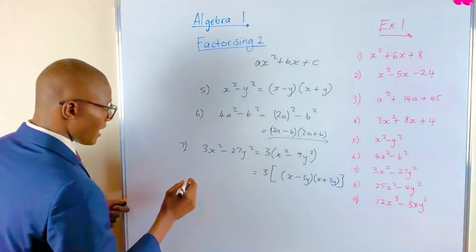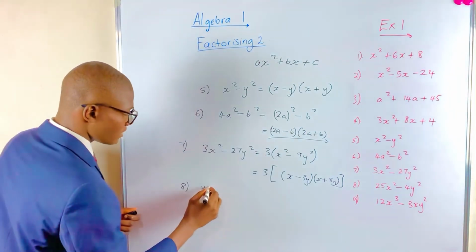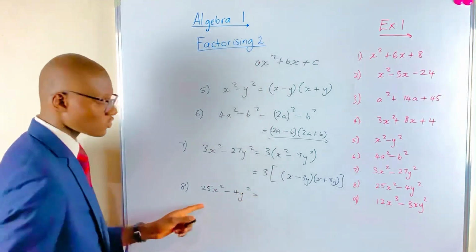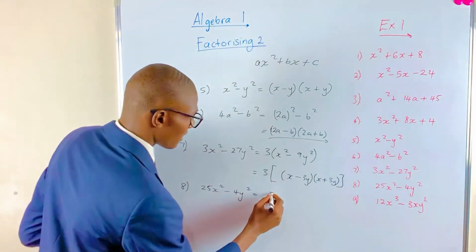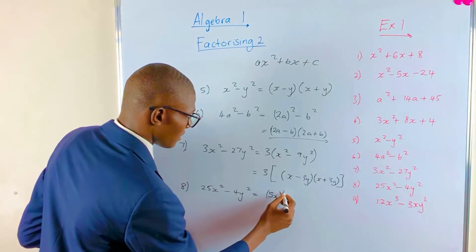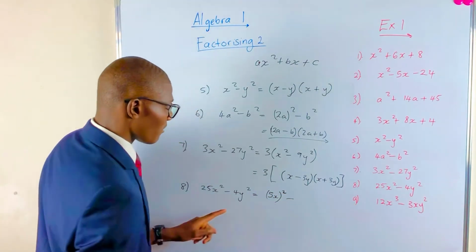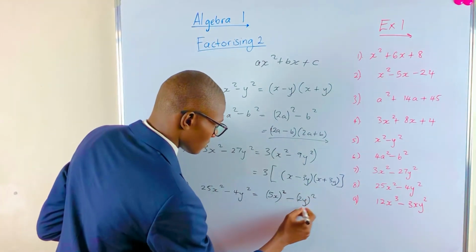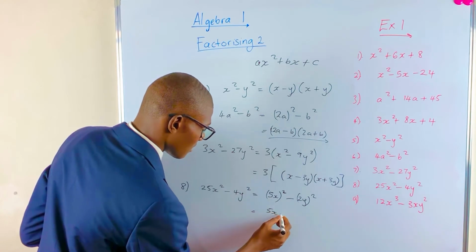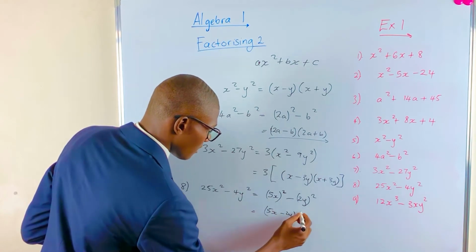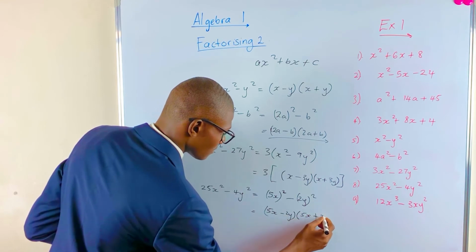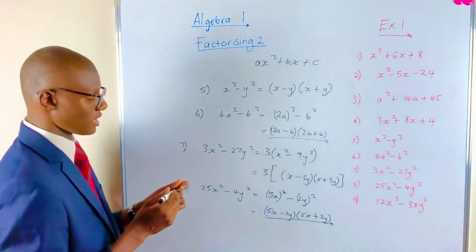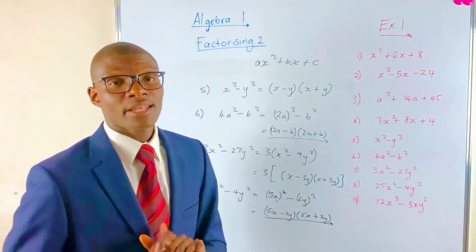Then for number 8, we've got 25x squared minus 4y squared. So the square root of 25x squared is 5x, right? Then minus the square root of 4y squared, which is 2y. Such that we've got 5x minus 2y, then 5x plus 2y. So this would be the final result after we factorize number 8.